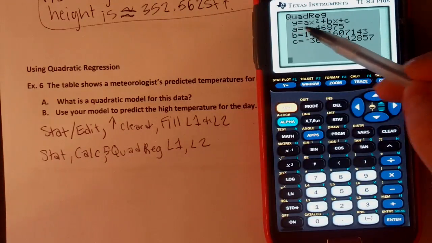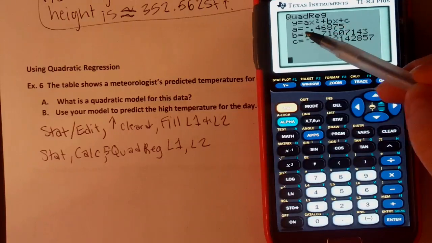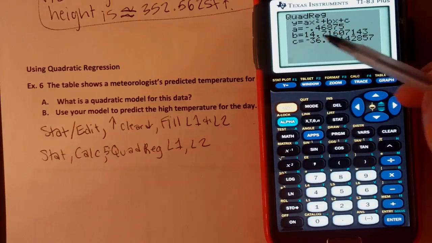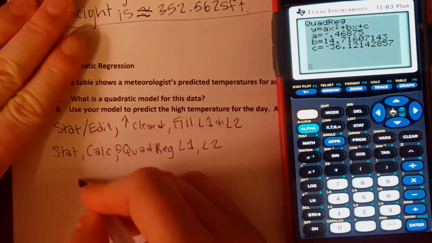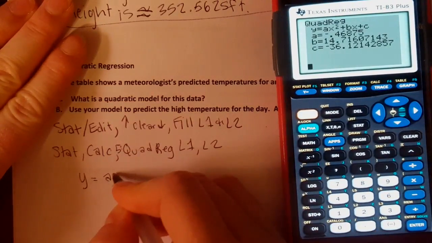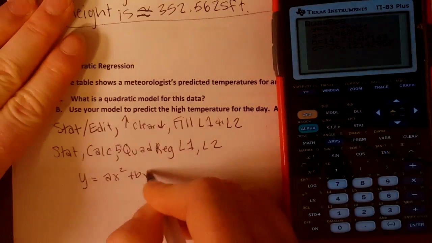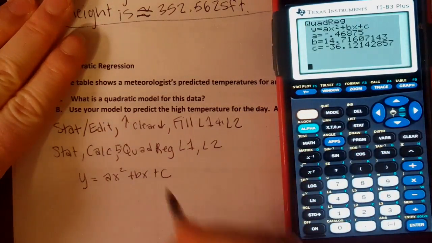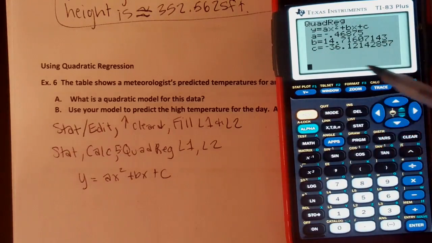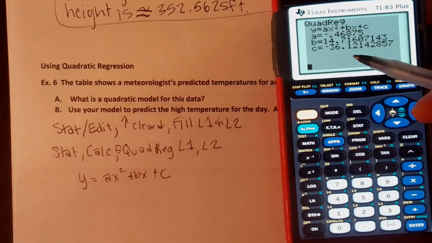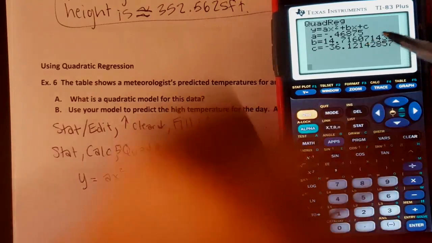It says right here, this is what your formula should look like. Y equals ax squared plus bx plus c. The A is this decimal, the B is this long decimal, and the C is this long decimal. So let's really quick write y equals ax squared plus bx plus c. For our purposes on quadratic regression, because some of them are really awful, I'm going to let you round to the thousandths place. So that means 3 digits.